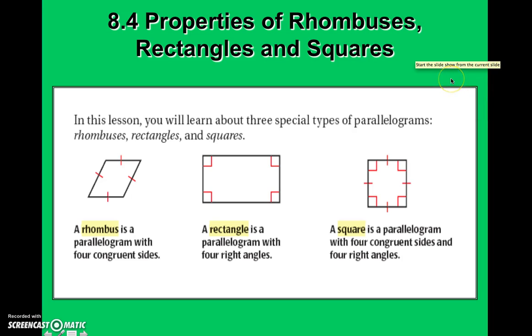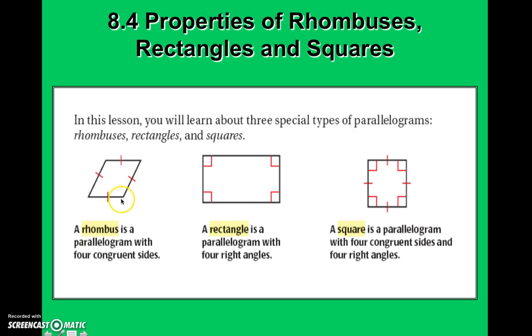So today we are going to be studying the properties of rhombuses, rectangles, and squares. In this lesson, you will learn about three special types of parallelograms. You're going to notice rhombuses, rectangles, and squares all have the properties of parallelograms, along with other properties.